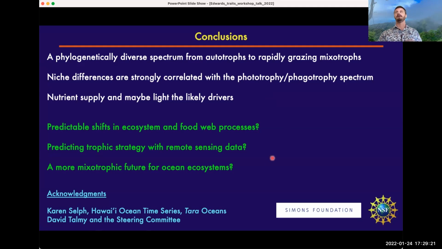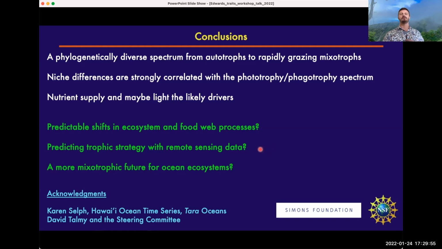And I think there are a number of pretty interesting implications here. If there are fairly consistent shifts in phytoplankton community structure along these major environmental gradients, then that may mean there are shifts in ecosystem processes and food web processes as well, because we know, at least from models, that mixotrophy should alter things like primary production, transfer efficiency up the food web, nutrient cycling, this kind of stuff.